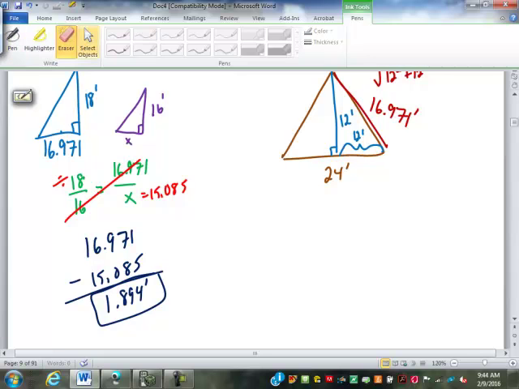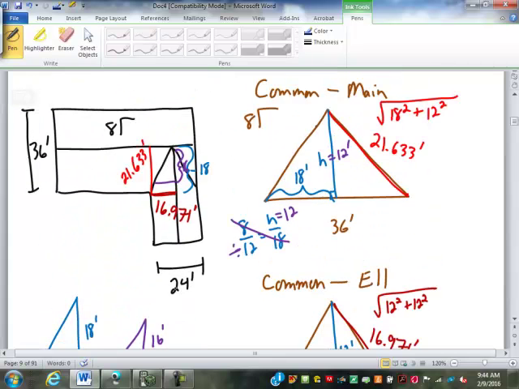No. No, I got 1.886. That's on the L side. That's the decrease. Now we need to do the main roof side.